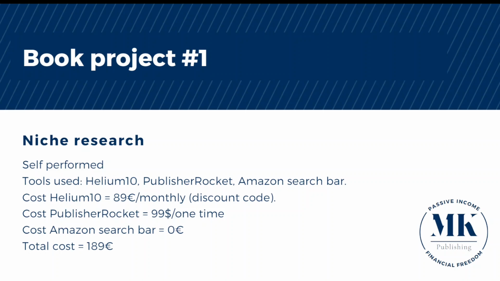So the niche research I always do on my own. You are learning a lot doing a niche research on your own. As you can see, I use the tools of Helium 10, PublisherRocket, and the Amazon search bar. And for this book project, I had a total cost of Helium 10 of $89 per month, and PublisherRocket $99 as a one-time payment. The Amazon search bar, of course, is for free, so during the niche research, I have a total amount of costs of 189 euros for book project number 1.